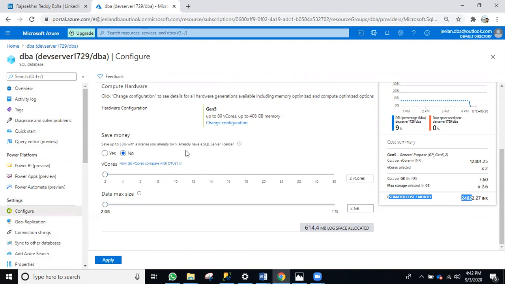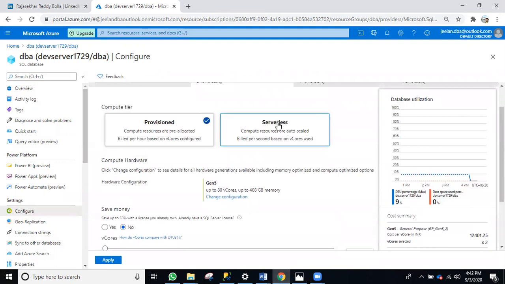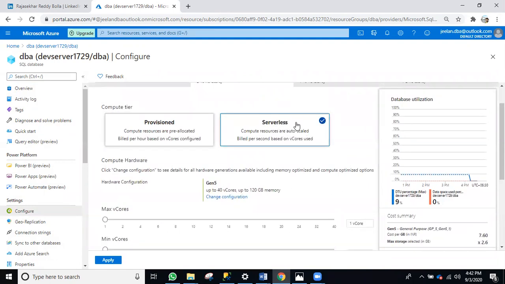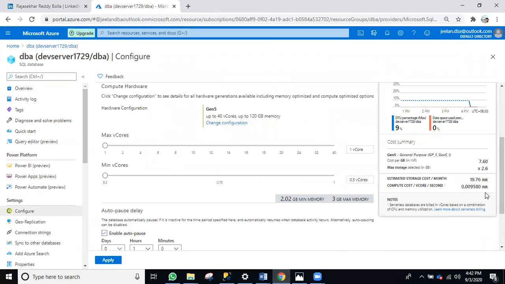For two vCores for this space, you are paying almost 24,000. But whether you use it or not, you need to pay. Suppose I don't use this database; in that case, I will keep it in the serverless model. In the serverless model, there is no fixed cost. When you use it, they charge on a per second basis. When you don't use it, they don't charge at all.